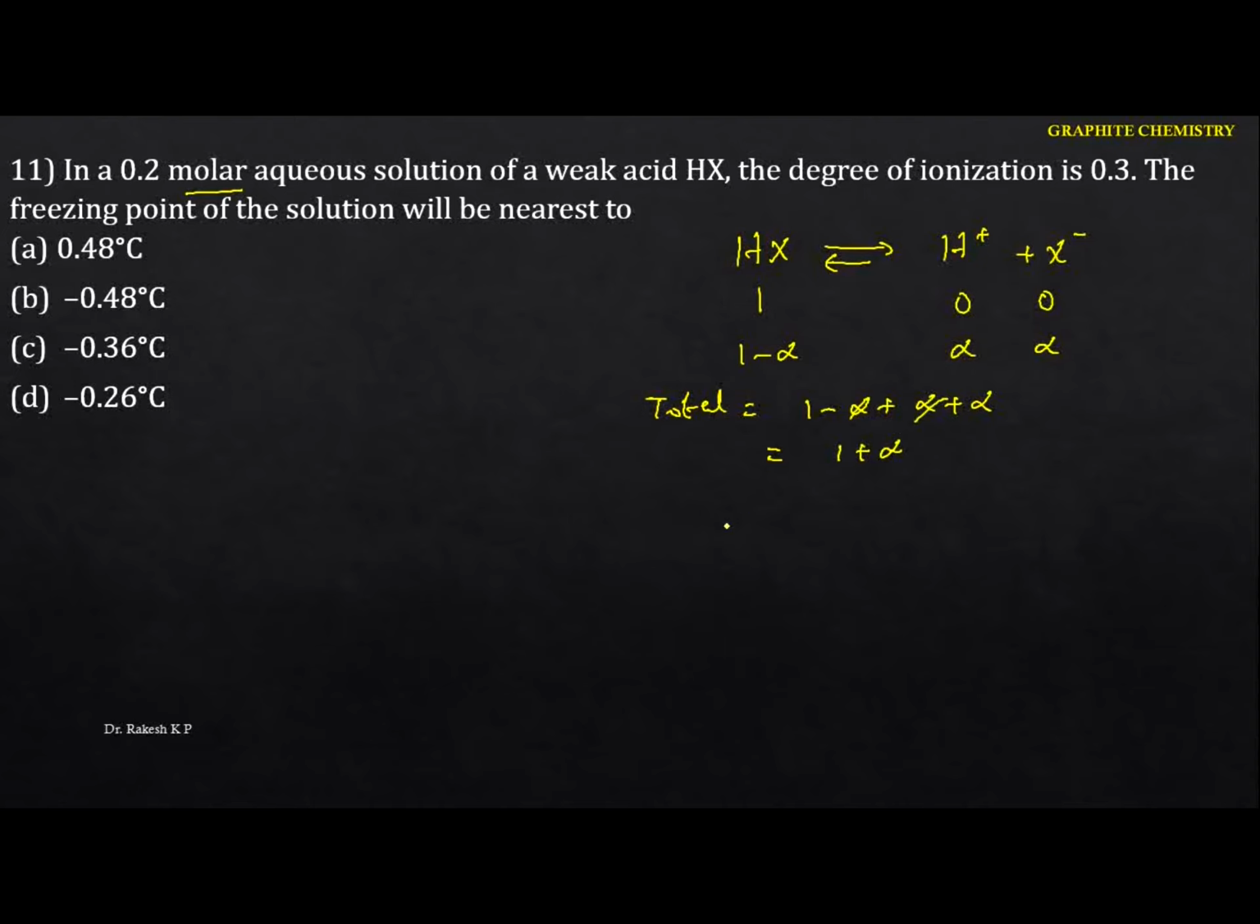So what is the i value? The i value is the total number of moles after ionization to the total number of moles before ionization. That means I can directly write 1 plus alpha. They have also given the degree of ionization, which is 0.3. That means the i value becomes 1 plus 0.3, which is equal to 1.3.